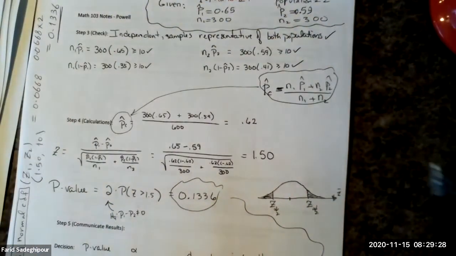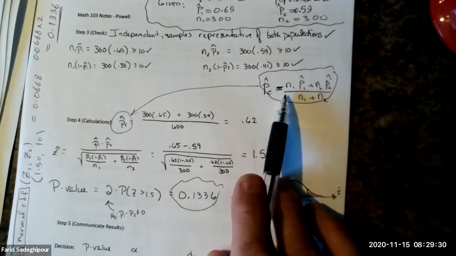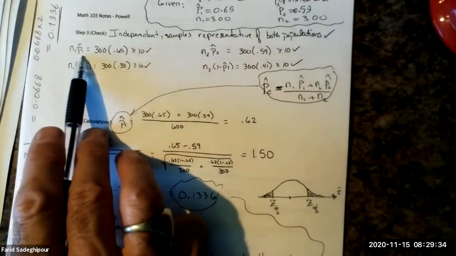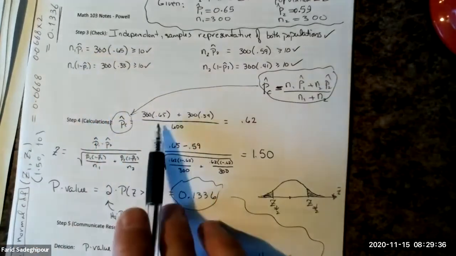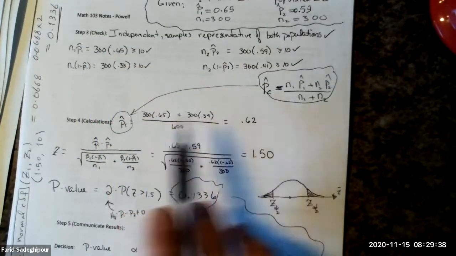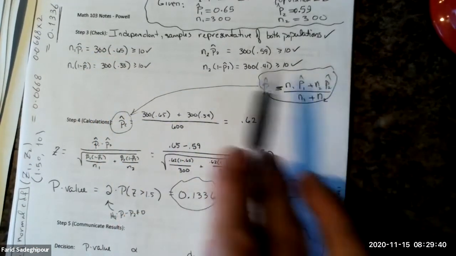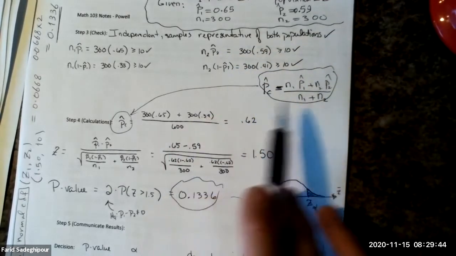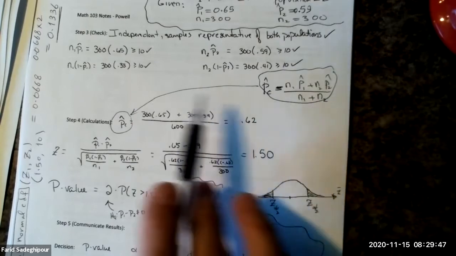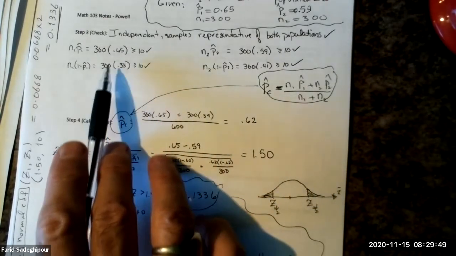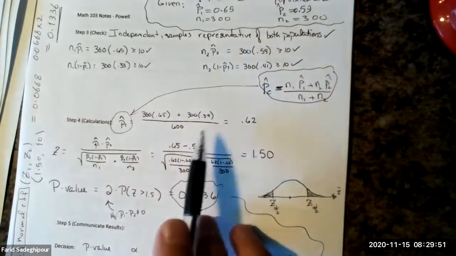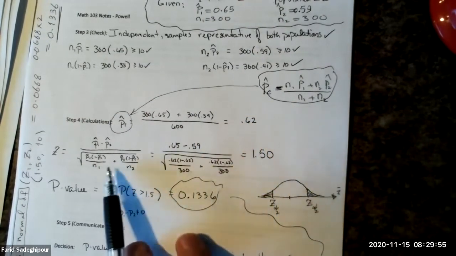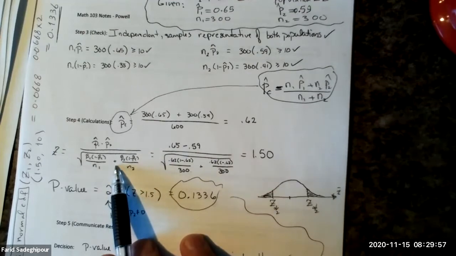So that's what we did here. So we separately, see, I put it here. N1 P1, which you already have here. You put that here. Plus N2 P2, which is this. You put that one here. Over N1 plus N2. What is N1 plus N2? 300 plus 300 is 600. So when you calculate that, you take that and you put it into that formula, I'll show you.